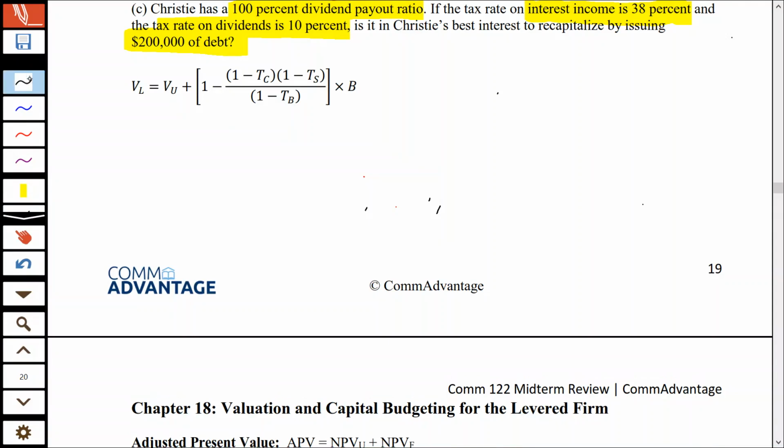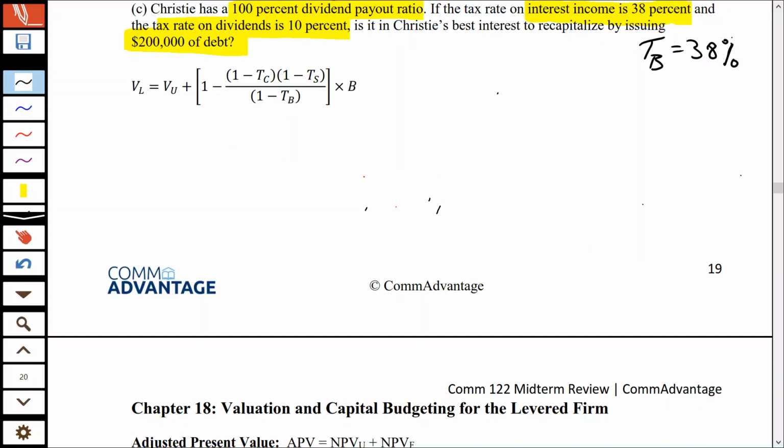We can see here again, I'm using the same approach with the same formula simply because it works, and I believe this to be the simplest, easiest way to solve these problems. And why would you ever want to do something in a more complicated manner if you do not need to? So we can start working through this problem by recognizing TB, the tax rate on interest income, is 38%. We have to make sure that we get all of our tax rates lined up correctly, that we know which one is which.